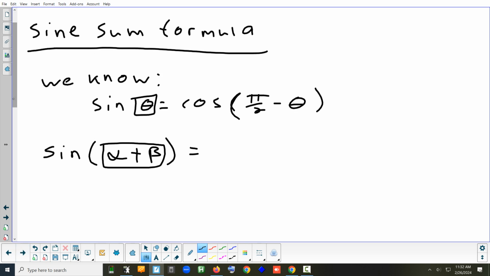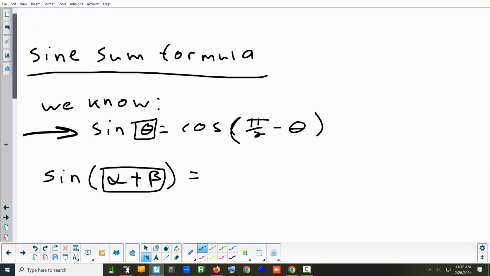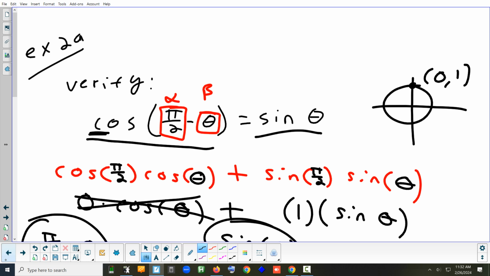All right, so here, I wrote that we know this. How do we know that? Well, I think we proved that earlier. Sine of theta equals the cosine of pi over 2 minus theta. Okay, we didn't prove exactly that. We proved it the other way around. But we could have proved that one exactly the way we proved this one.